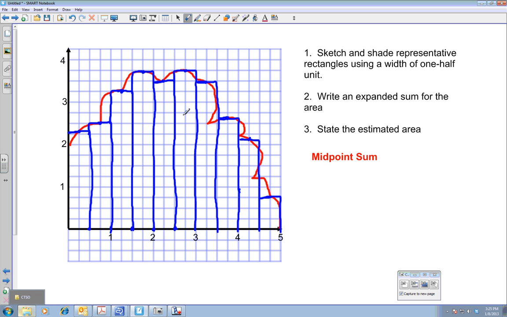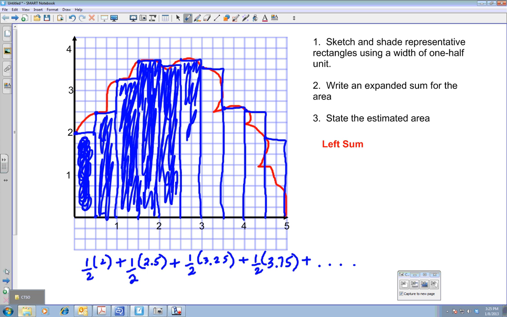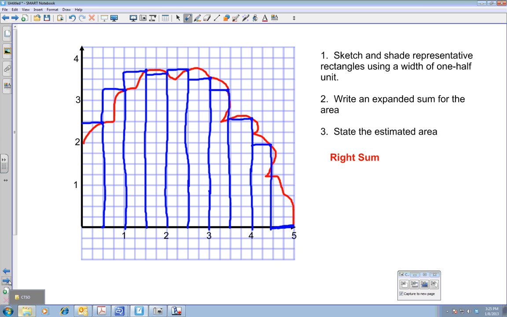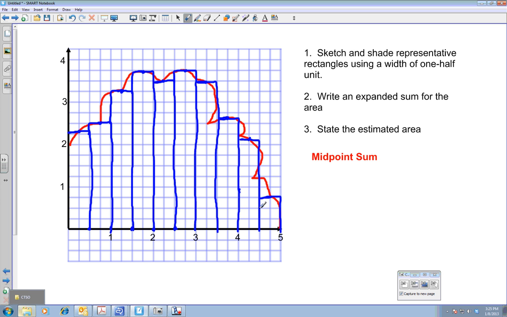Okay, and then I would find the area, my base, and my height of each one of these. Write an expanded sum for the area, so I'd write down the area of each of these rectangles, and then I would, for number 3, state the estimated area, add up all those areas. Okay, so on your worksheet tomorrow, you're going to have to find the left sum, the right sum, and the midpoint. It will also ask you to find the trapezoidal sum. You don't have to do that yet. Okay, we're saving that for later, but I just want you to find the left sum, right sum, and midpoint. Okay, and I will see you later.